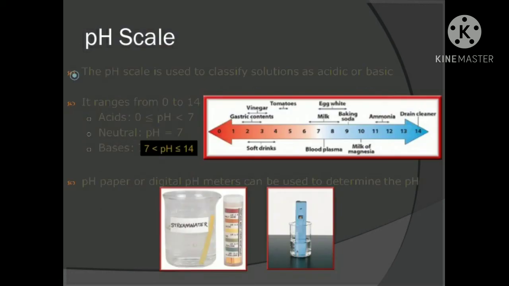As we can see in this diagram, the pH range is shown, which is from 0 to 14. The pH scale is used to classify solutions as acidic or basic. It ranges from 0 to 14. For acids, the pH is less than 7. For neutral, the pH is 7. And for bases, the pH is more than 7.